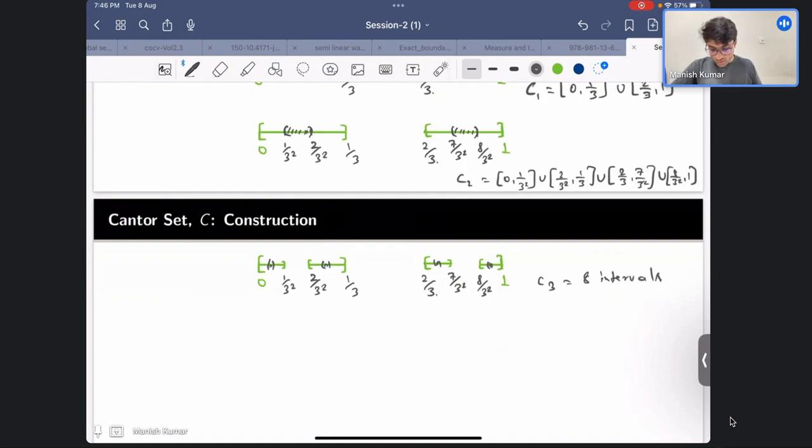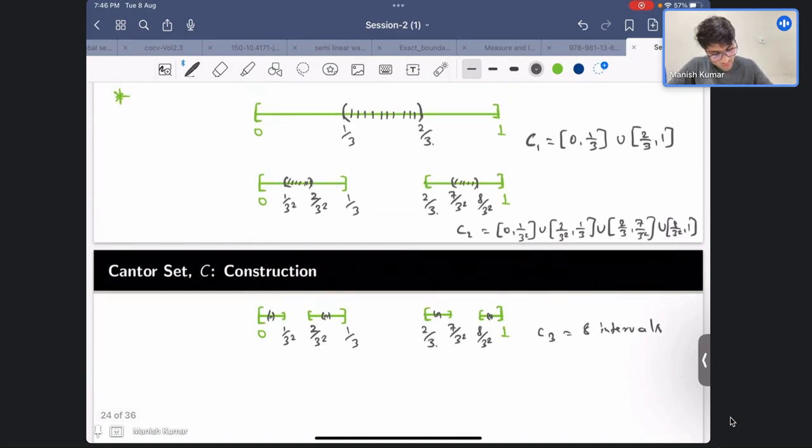Now just try to note how we are constructing this. Just note this part. This is a union of 2 intervals.